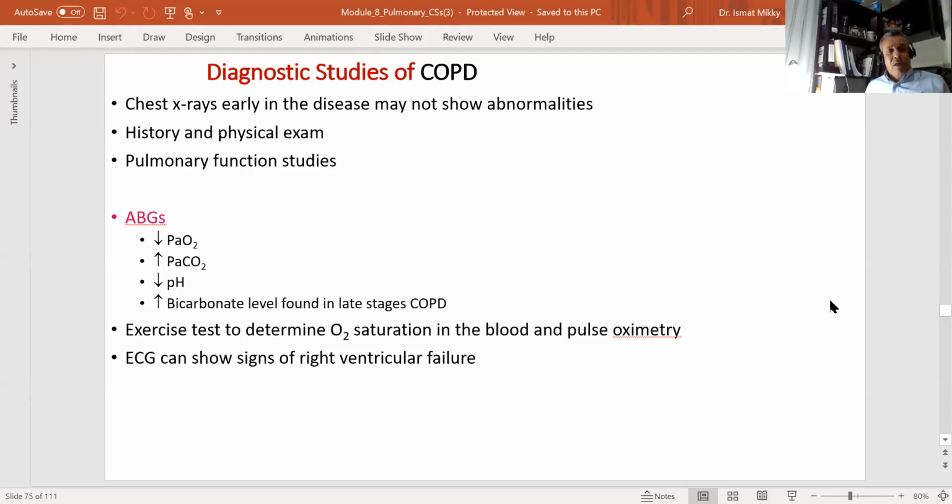So we know from the ABGs in the first few lectures that the PaO2 will be decreased and the PaCO2 elevated, and then the pH will decrease because of the hypercapnia, which is increased CO2, that will result in acidosis. In the late stages, the compensation will be by increased bicarb levels. So the bicarb increase will be in late stages of COPD as a compensation.